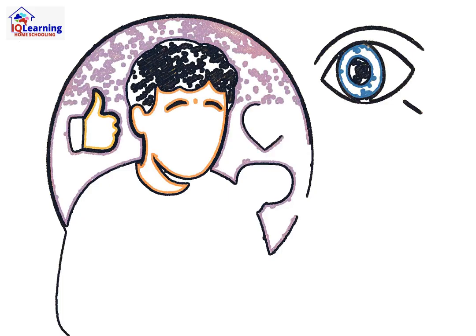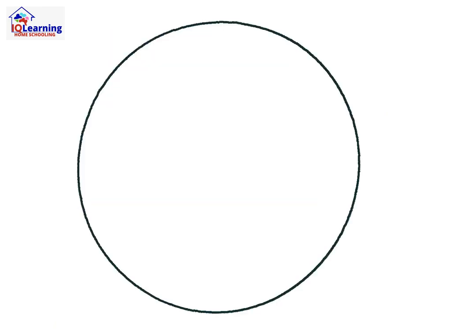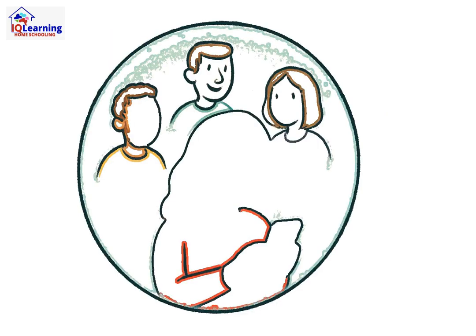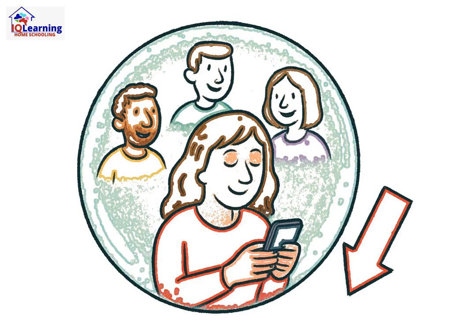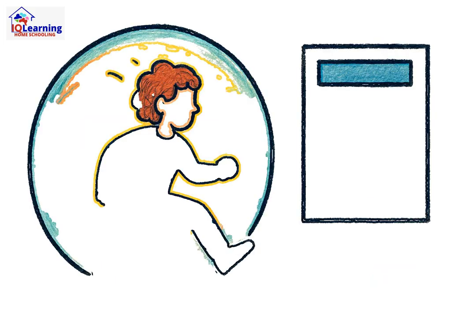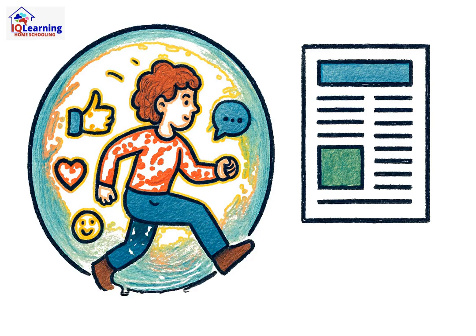But there's a more subtle trap, the filter bubble. The apps and websites you use are always watching. They learn what you like and then show you more of it, building a cozy bubble where it seems like everyone agrees with you. To see the whole picture, you have to actively step outside of it. You have to seek out sources that challenge what you think you know.